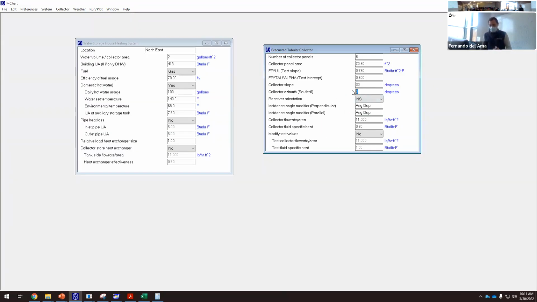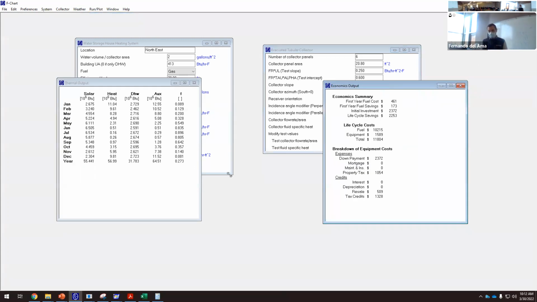The orientation is always south, so this is 0, and we can leave all the values like that. Now we have the same demand of the domestic hot water plus the heating system. So 6 is not going to be enough. Anyway, let's run and calculate. You see that yearly we are close to it. We are around 0.3, and the target is 0.7.